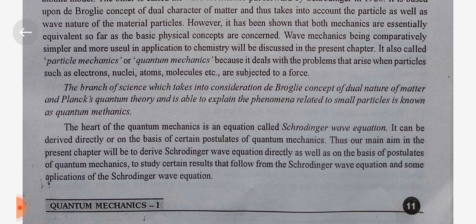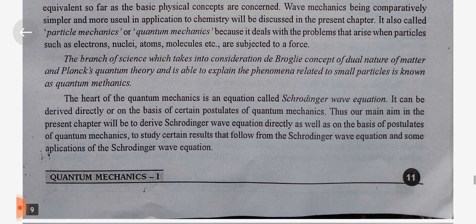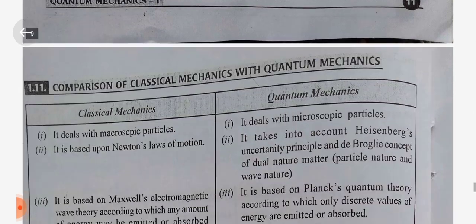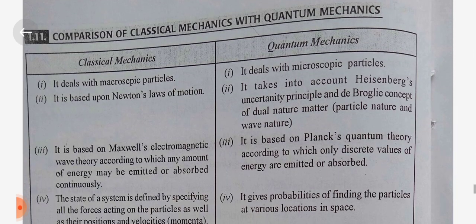It can be derived directly on the basis of certain postulates of quantum mechanics. Thus, our main aim in the present chapter will be to derive the Schrödinger wave equation directly as well as on the basis of postulates of quantum mechanics, to study certain results that follow from the Schrödinger wave equation, and some applications of it. After that, comparison of classical mechanics with quantum mechanics.